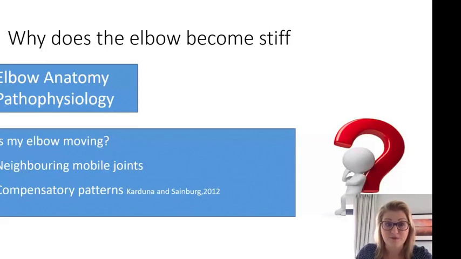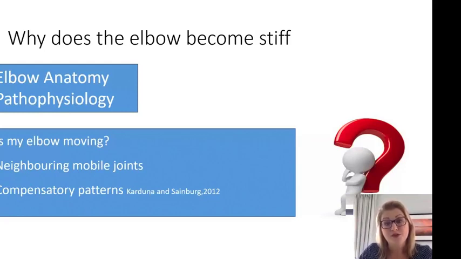That it isn't moving. It's surrounded by very mobile joints. The shoulder, wrist and hand are very mobile and can compensate very well. The elbow will put the hand in a sphere and the elbow will get the hand to where it needs to be. The upper limb will get the hand to where it needs to be.